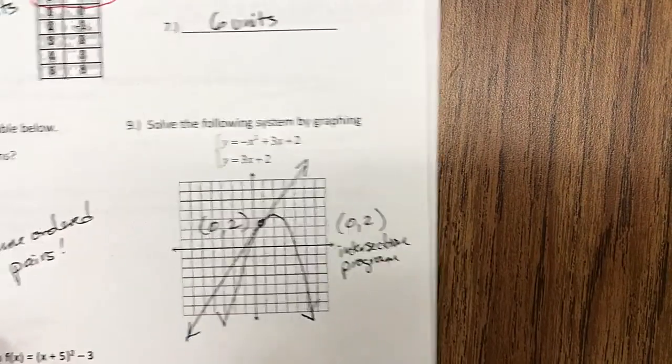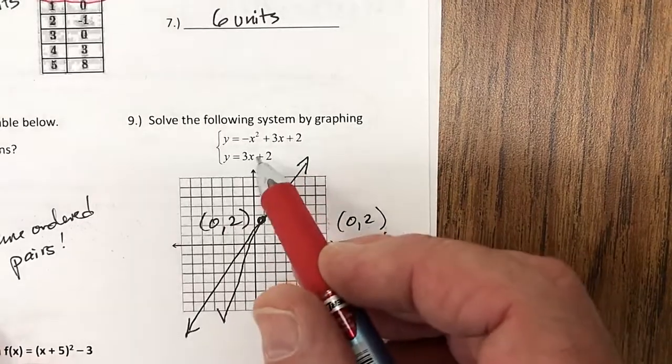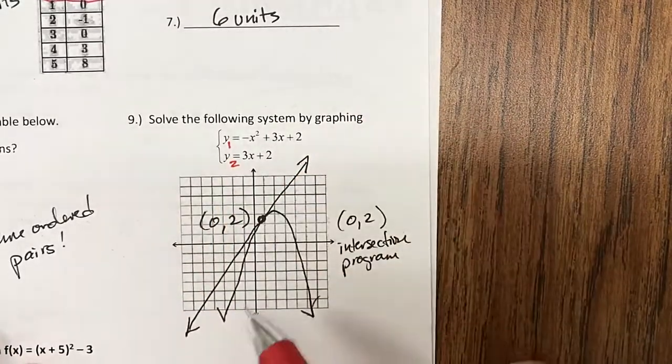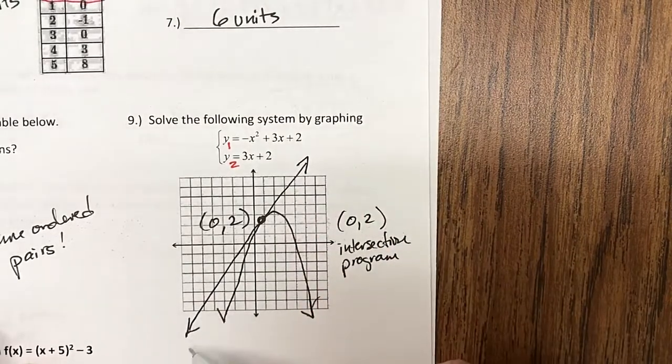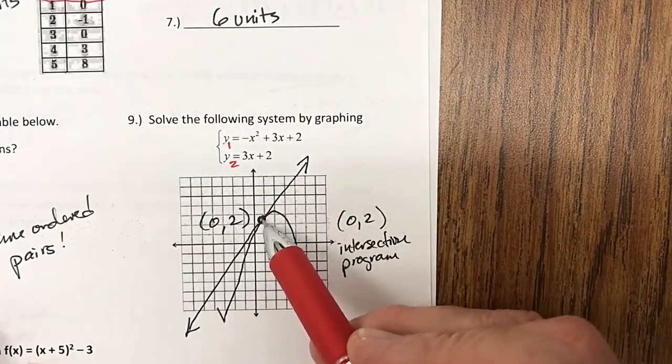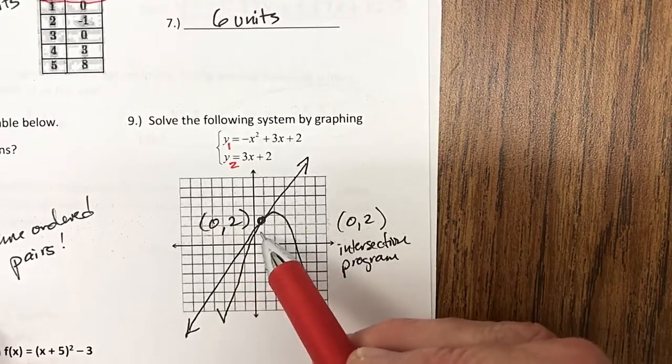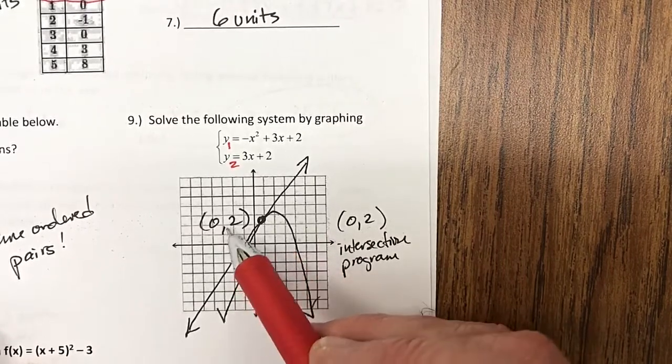All right, and number 9, I've sketched it out, but really you want to do this in the graphing calculator. Put this under y sub 1, this under y sub 2, and find the intersection. Now it turns out that it only touches at one spot, and you do the intersection program. You go second calc, number 5, intersect, and hit enter 3 times. You get 0, 2.